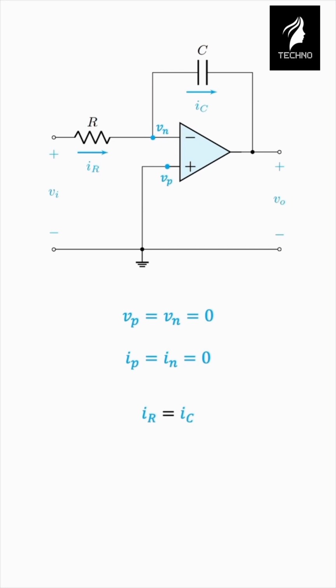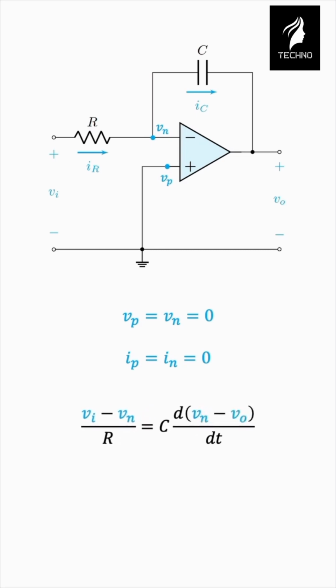By Ohm's law, we know that IR is the voltage across the resistor divided by the resistance. This will be Vi minus Vn over R. So, let's replace this instead of IR in the equation. IC, the displacement current of the capacitor, is the capacitance times the derivative of the voltage across the capacitor. So, let's replace that as well. What is this Vc? What is the voltage across the capacitor? Looking at the circuit, this is obviously Vn minus Vo.